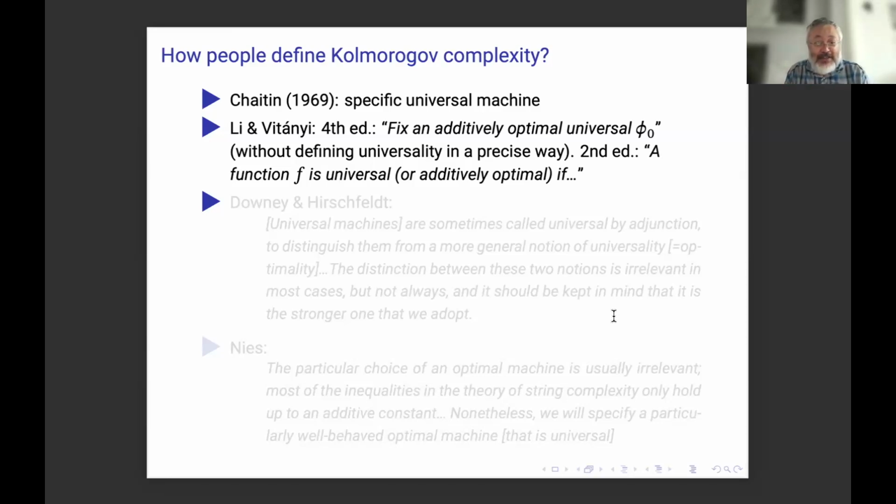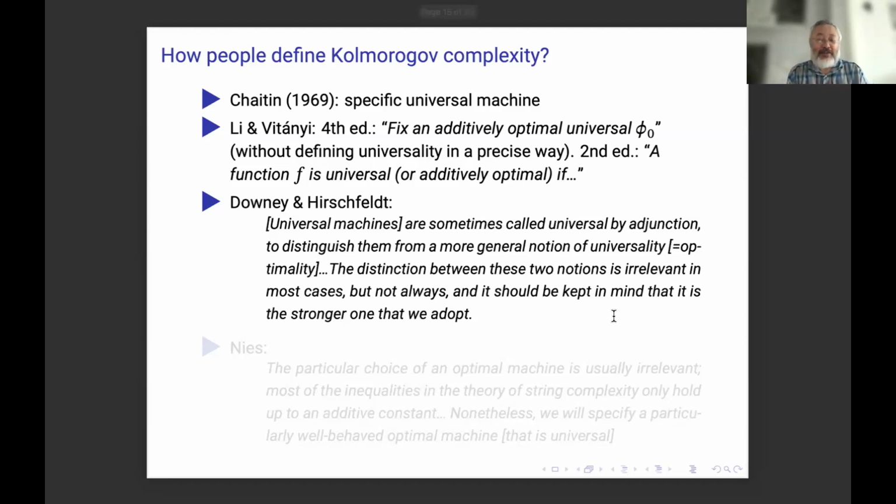And it's also interesting for the other two main textbooks, which are Downey and Hirschfeldt and Nies. And both of them very clearly write that there are two types of requirement. One of them is universality, which Downey and Hirschfeldt call universal by adjunction. We add the prefix and then imitate any machine we want.